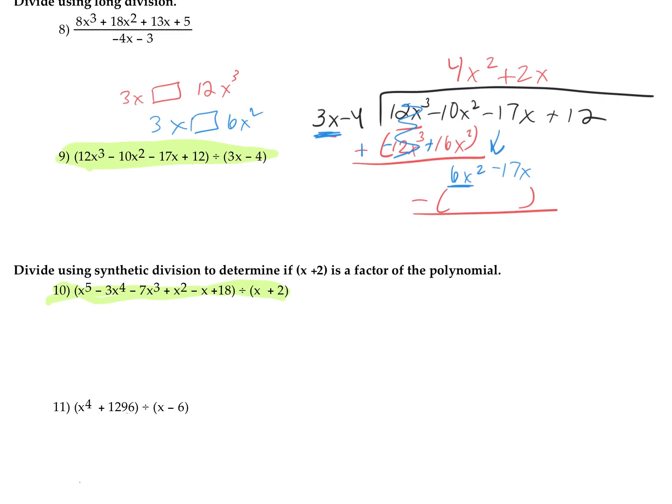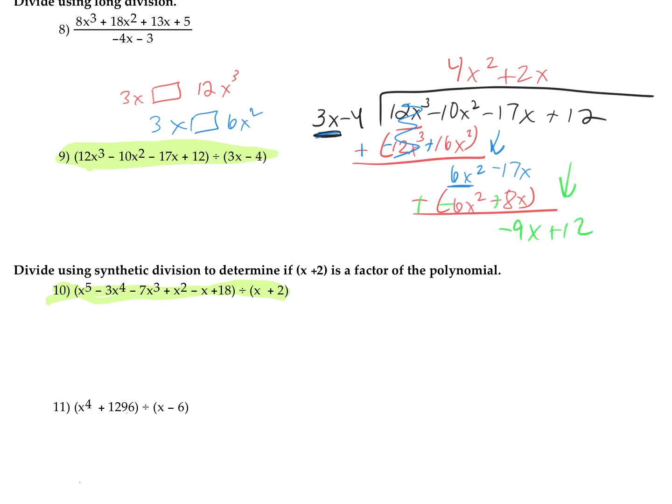So 2 times 3 is going to give me 6x squared. Good. 2 times negative 4 is going to give me what? Negative 8x. Good. Before you subtract, you're going to distribute. What's negative 17 and positive 8? Negative 9x. And then bring down the 12.